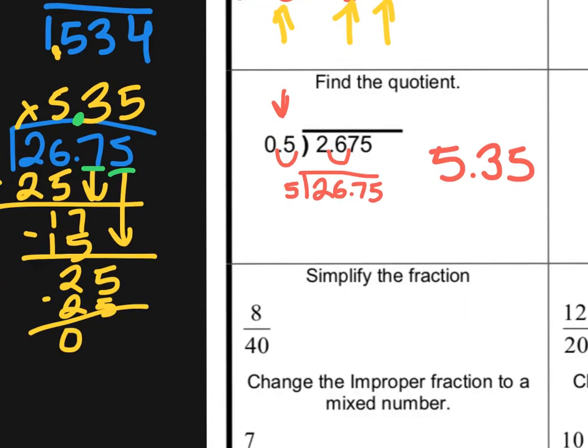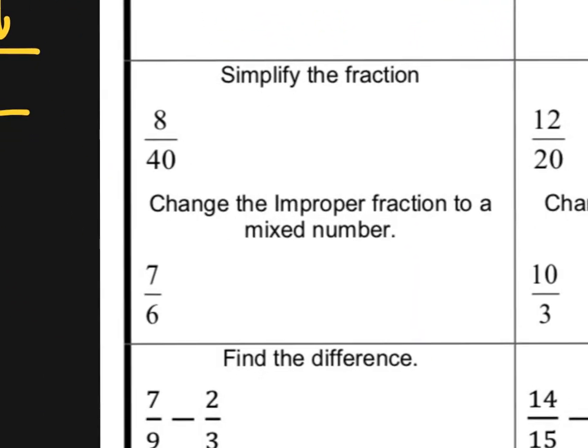For the next one, it says simplify the fraction. So simplify means to break it down to a more simple fraction. So I want you to look at the 8 and the 40. What number does 8 and 40 have in common that they can both be divided by? And that number is going to be 8. Because 8 can go into 8 once and 8 can go into 40 5 times.